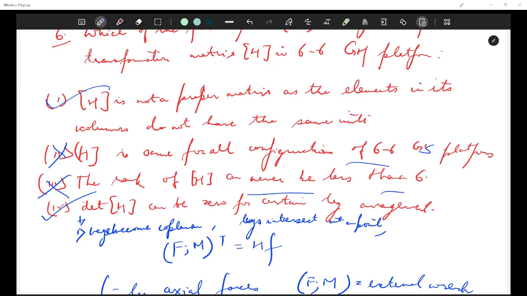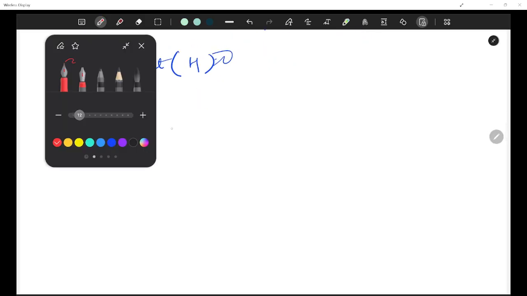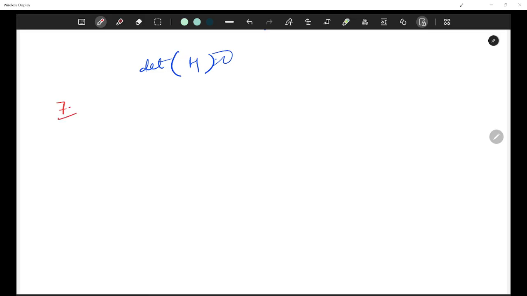So the conceptual summary is: think of H as a geometry matrix that converts leg forces to wrench. So units are mixed. It is not dimensionally homogeneous. It depends on configuration. It can become singular and rank can drop. So H is not a proper matrix because the units differ, and the determinant of H can be equal to 0. Make sense? Let's go with the next question.